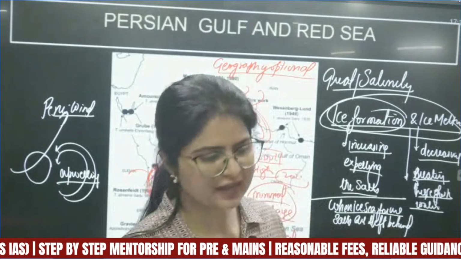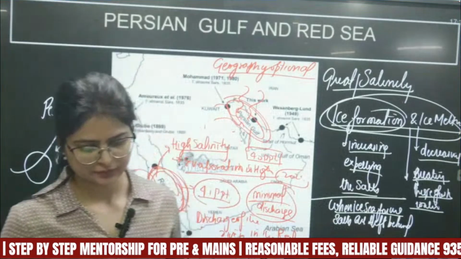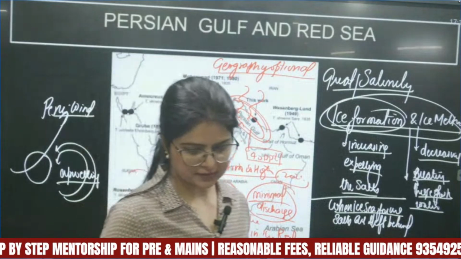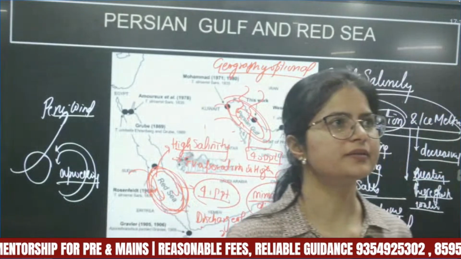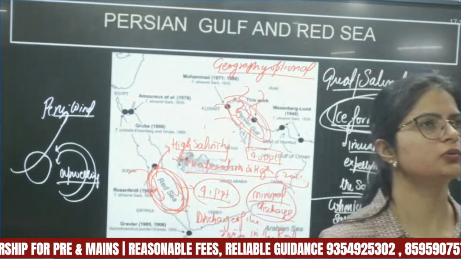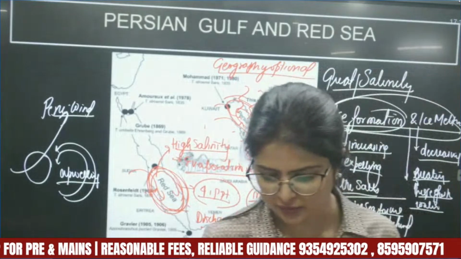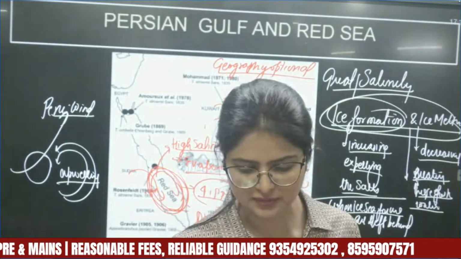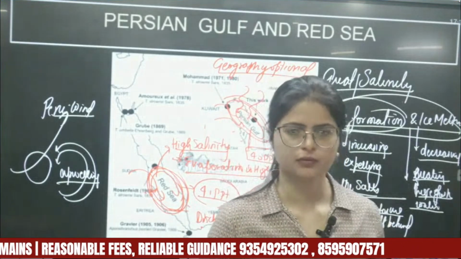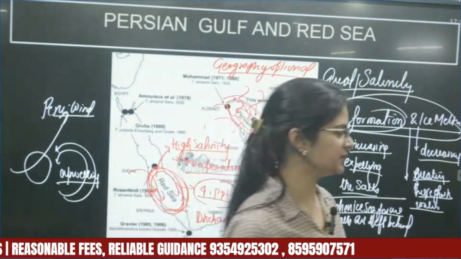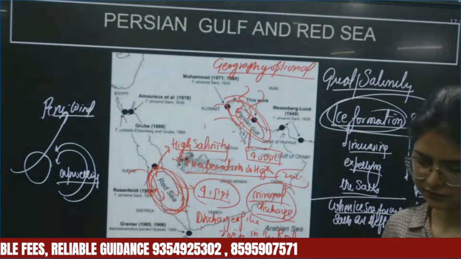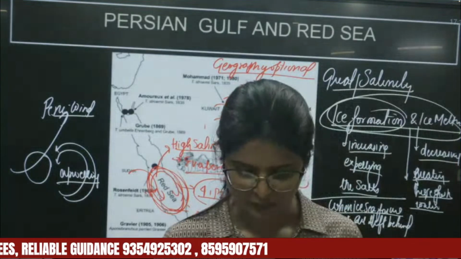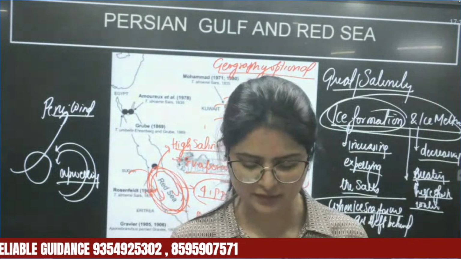Conversely, when ice melts, it releases fresh water into the oceans, which lowers the salinity. Next factor, write down, temperature. Next factor is temperature.